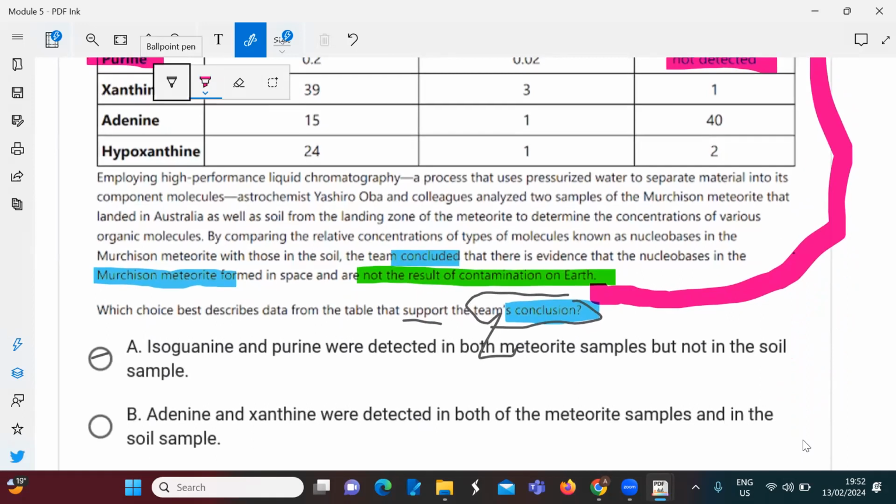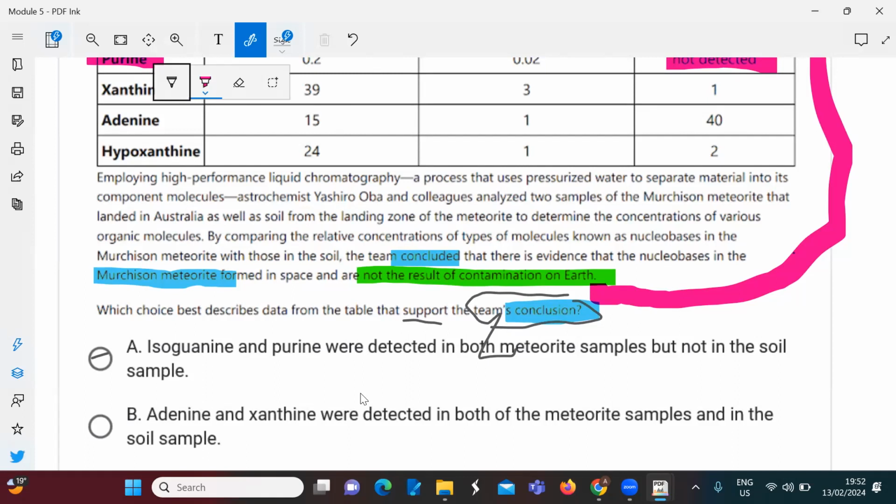But if I go to the second one, B, those elements were both detected here and here, in the meteorite samples and in the soil sample. Well, it is correct. Why did you eliminate it? I got confused, I just took the first one that worked. I know, but with some questions you don't know why we have to eliminate B even though it's correct. No, I don't know, honestly. Okay, I will tell you why.